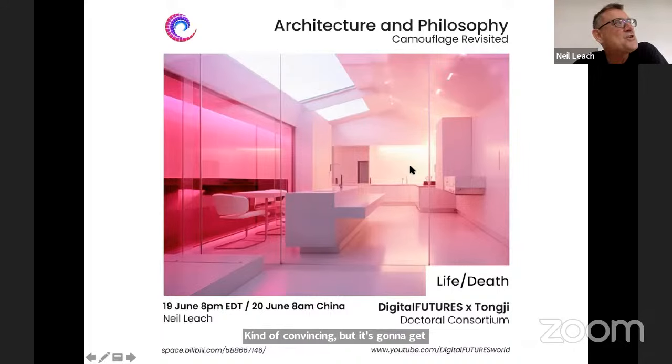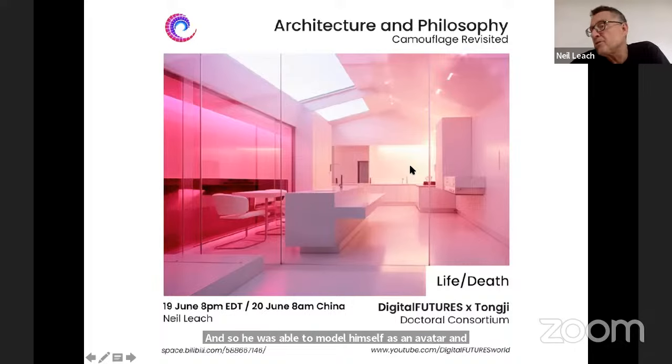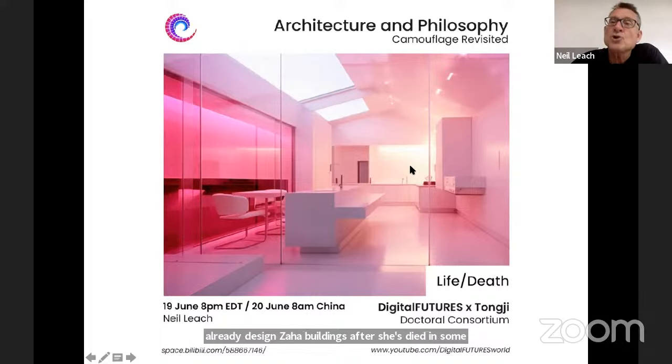I mean, it's going to be so realistic in some ways. And so he was able to model himself as an avatar, and we're going to get that even after we've died. We can already design Zaha buildings after she's died in some senses by locking into this logic, but we will actually get personalities. You can record what people are like, you can record their voice, their physiognomy, and so on, but also you can record their behavior, and there's so much data out there, what we choose, what we do, whatever, that is all being recorded.